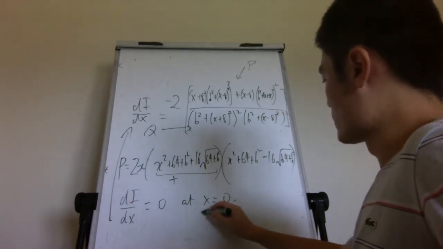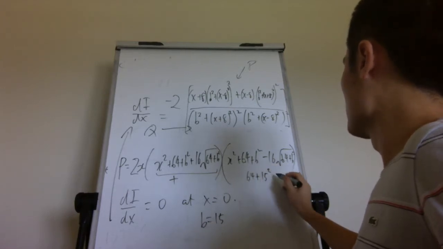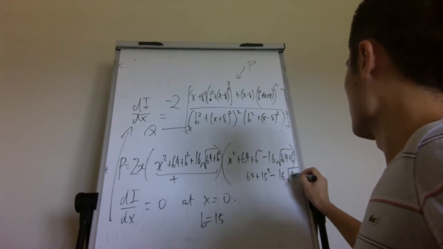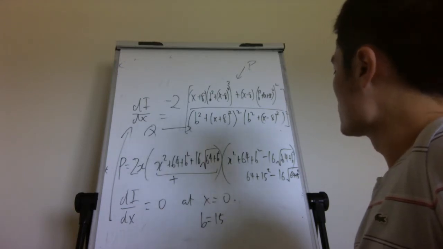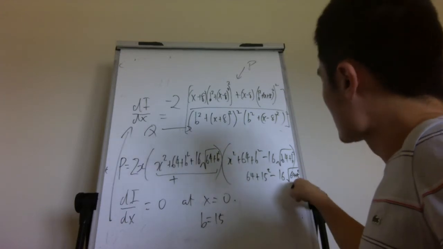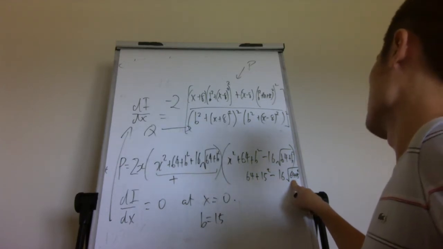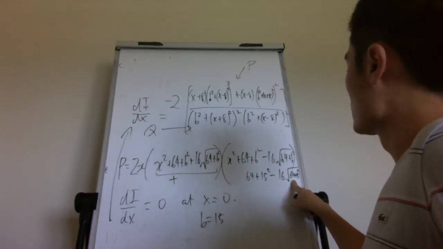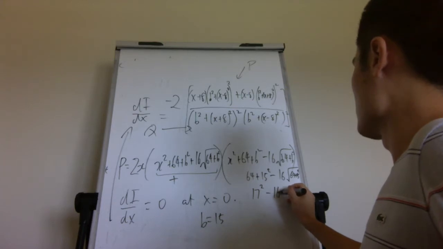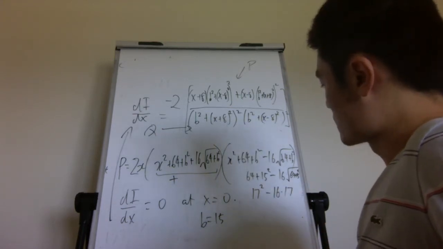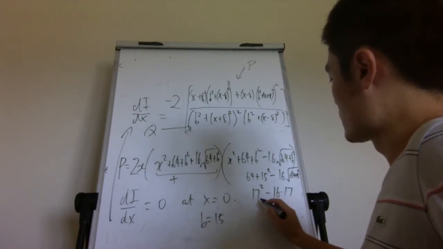Okay, so we might have to actually use b equals 15. So we have 64 plus 15 squared minus 16 times the square root of 64 plus 15 squared. 15 squared is 225. 225 plus 64 is 289. 289 is a square number. That's convenient. So it's 17 squared. So you get basically 17 squared minus 16 times 17. Okay. So that's a positive number. It's equal to plus 17.